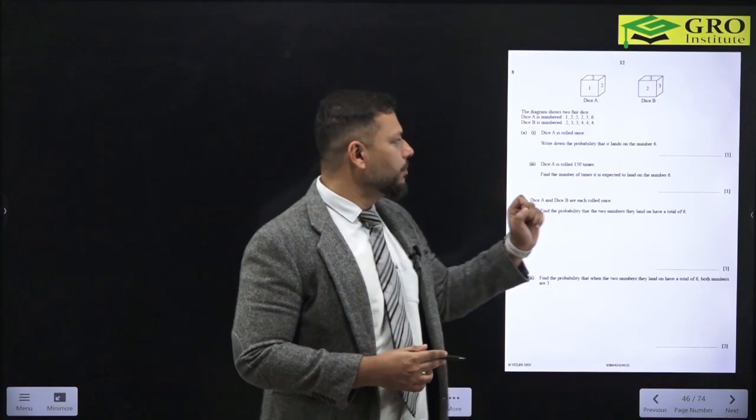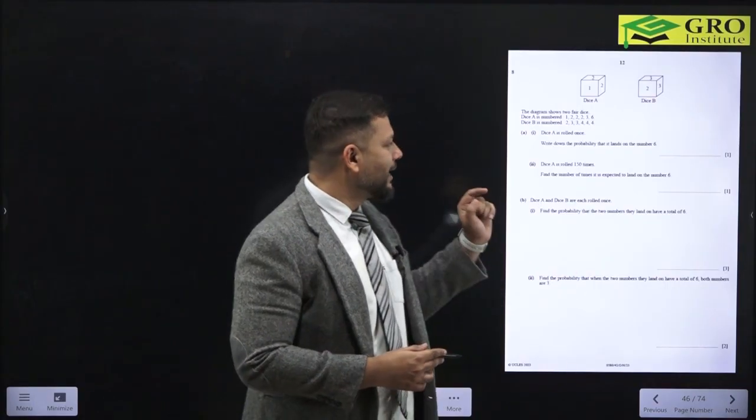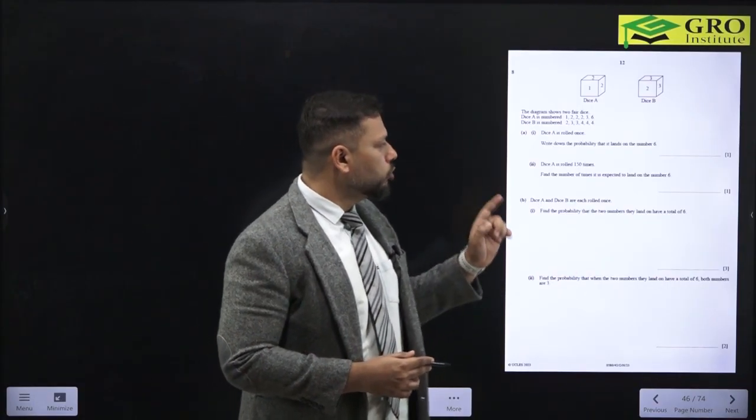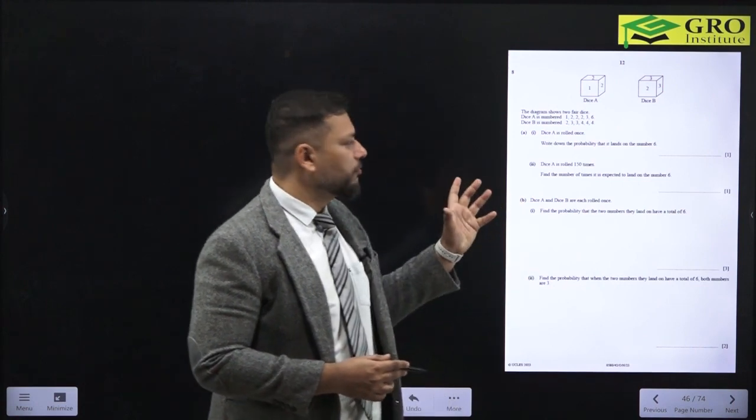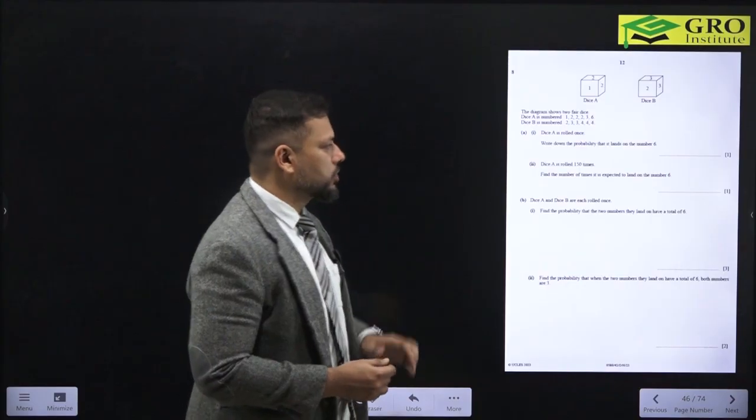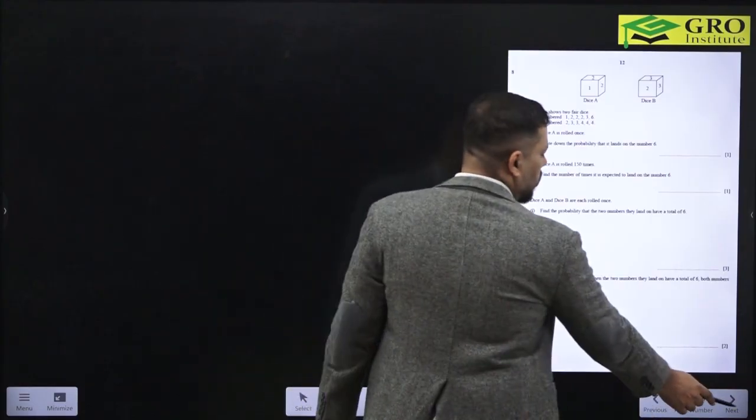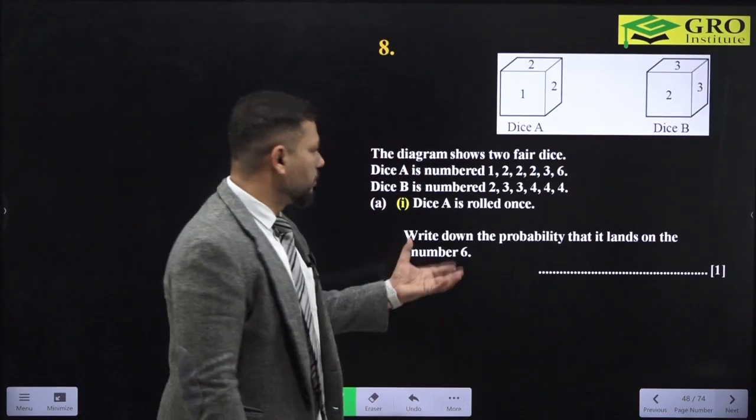Dice A is numbered 1, 2, 2, 2, 3, 6. And dice B is numbered 2, 3, 3, 4, 4, 4. So these are the numbers on each face of dice A and dice B. And then there are some questions that we need to solve. We know the concept of probability, isn't it? Let us use it to solve this question.